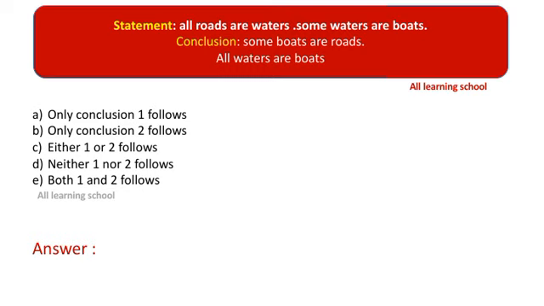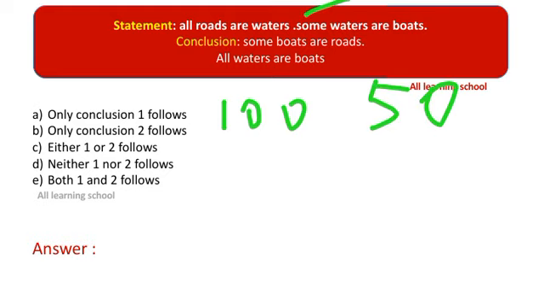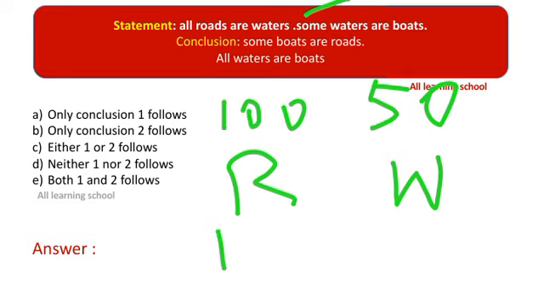Now look at our second rule, which is to merge the statements. Now look at the common words. All roads are waters. Now some waters are boats. Here the common word is waters. For waters, we will assign income in the first statement. Income of all will be assigned 150, and some is 50-50. Here income of road will be 100, income of water will be 50. Similarly in the second statement, income of water will be 50 and income of boat will be 50.